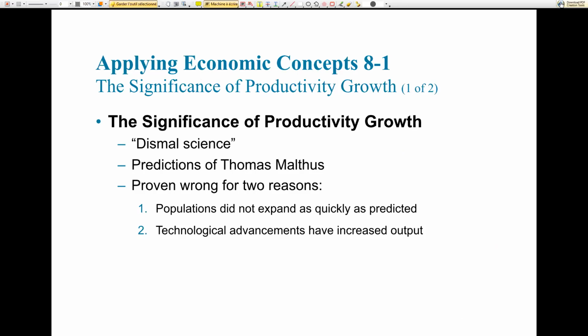I was curious what they were saying in the book. Why do they say that economics is a dismal science? Because of the grim prediction.